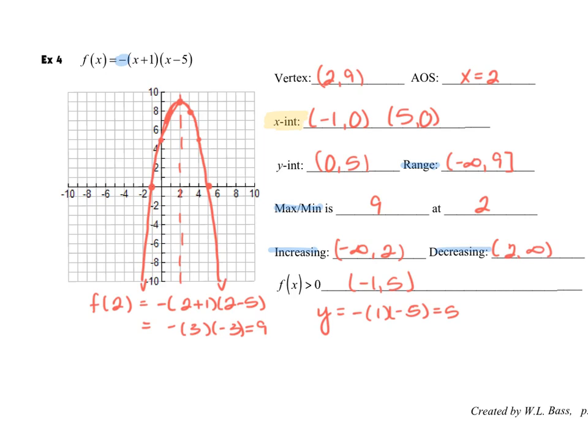The last little bit that we're going to talk about is our inequality. We want to know where it's above the x-axis, so that's this portion right here. So our answer is going to be the x values that are in between my intercepts this time, so from -1 to 5, not inclusive because my inequality is not inclusive.